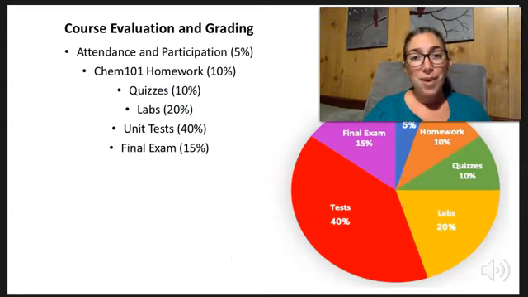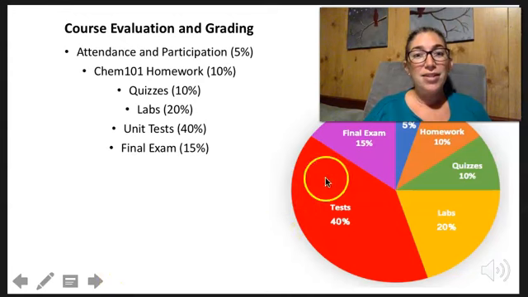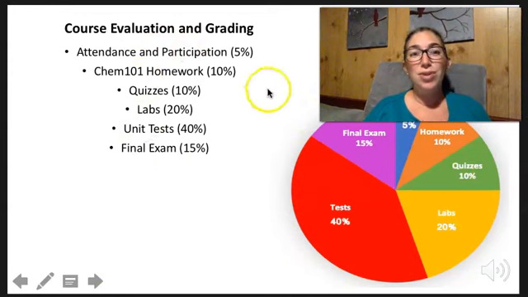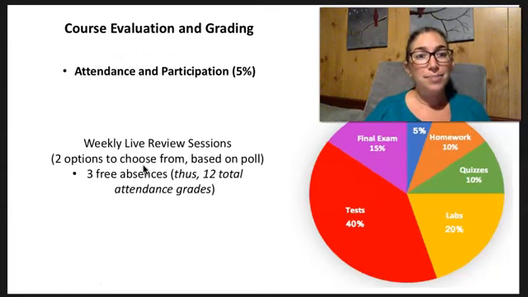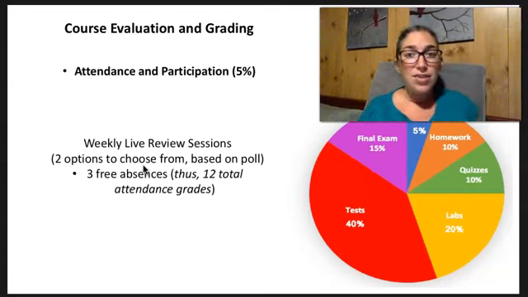One of the most referenced parts of the syllabus is the grade breakdown. I like to use a pie chart in order to display it as a handy visual to go along with the list of percentages. And I am going to take a couple of minutes to explain each category and how they will work this semester. Starting with attendance and participation, which is 5% of your grade, and it will be based on weekly live review sessions. So these are not lectures.